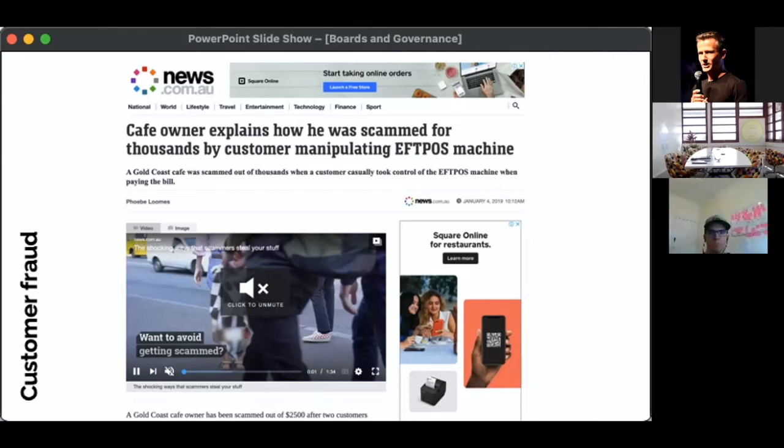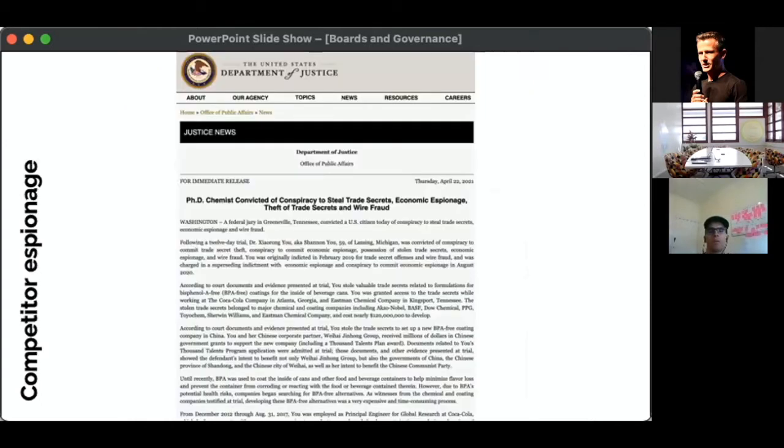They can send through false refund requests, falsify payment receipts, all sorts of things. And then also there's competitors. Your competitors can actually conduct espionage. And this is a recent case, again just April this year, so just a couple of weeks ago, where a PhD chemist was hired by competitors to go inside Coca-Cola to steal their recipes and their processes for manufacturing Coke. And you know what the IP of that secret sauce and secret ingredient list is worth to Coca-Cola.